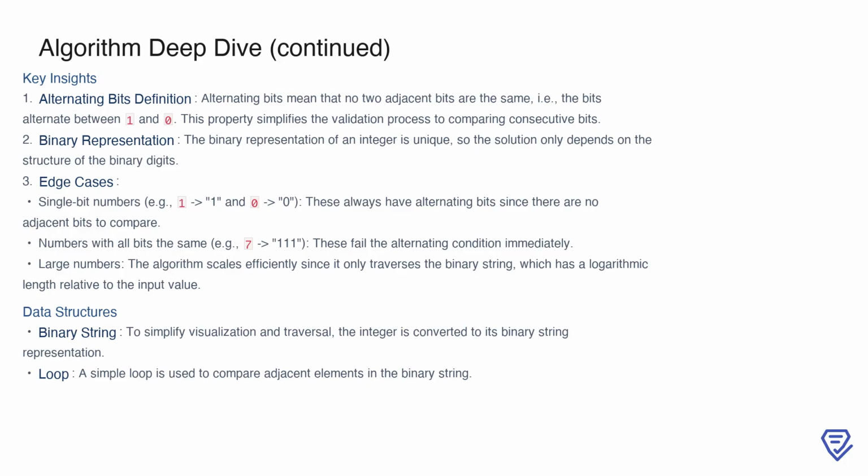Finally, for large numbers, the algorithm remains efficient because the length of the binary string is logarithmic relative to the input value. The only data structures we need are the binary string for visualization and a simple loop to traverse and compare adjacent bits, ensuring the algorithm remains straightforward and scalable.